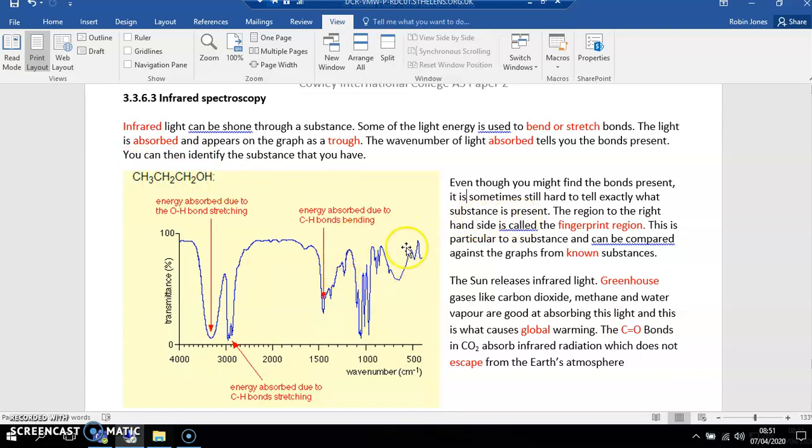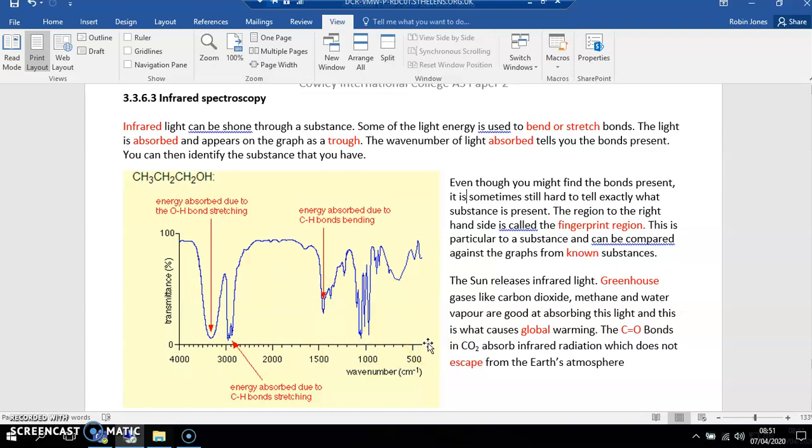Well, what you can do is you can use this fuzzy region here. This region that seems to be not very good because it's all got lots of troughs very close together. It's a little bit fuzzy, a little bit hard to read. This is called the fingerprint region. So this region here, anything less than 1500 wave number is called the fingerprint region. So anything from 1500 across to the right is the fingerprint region.